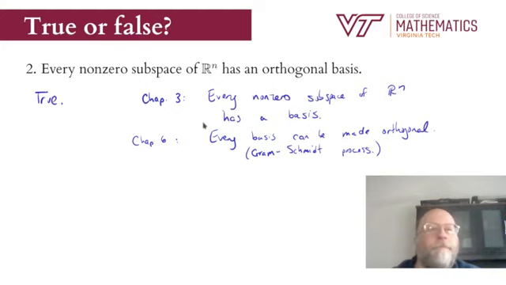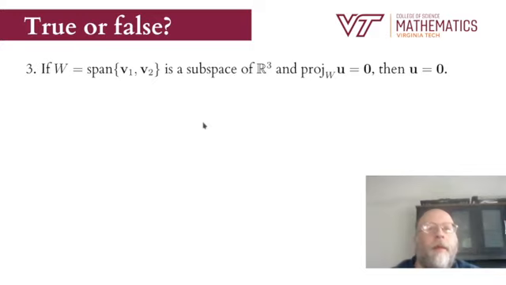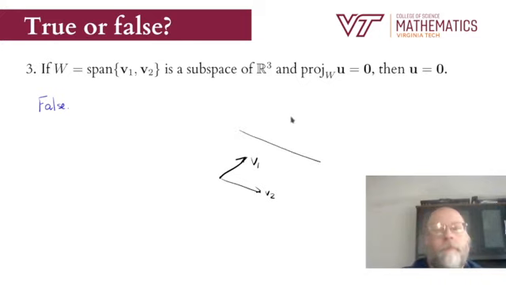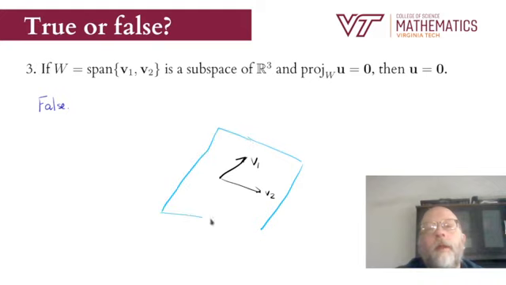All right. Two more. If W is the span of two vectors in R3 and the projection of U onto that subspace is 0, then U itself is 0. This is false. So let's draw an illustration and explain what's going on here. I have these two vectors, V1 and V2. Their span is some plane.